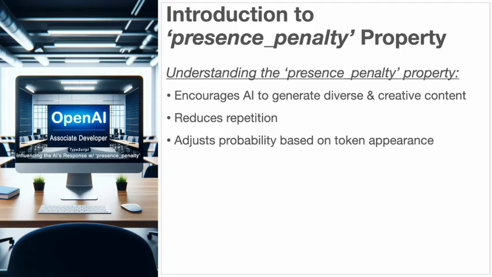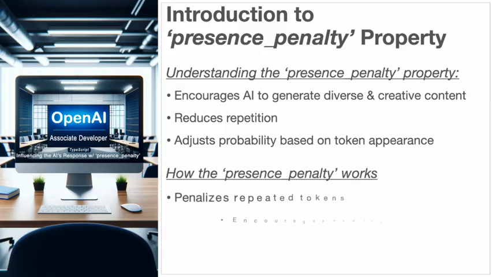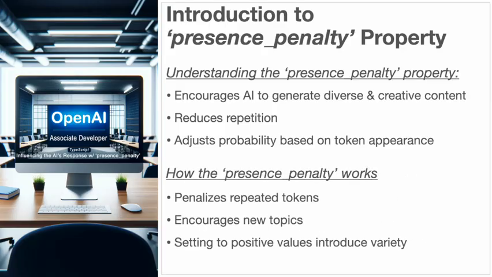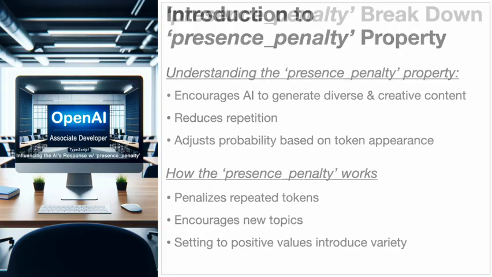The presence penalty property adjusts the probability of a token being selected based on whether it has already appeared in the AI's response or not. By setting a positive value for this parameter, you can penalize the AI for using tokens that have already been mentioned, thus encouraging the model to explore new topics and introduce fresh content. Let's break down how the presence penalty works and its impact.